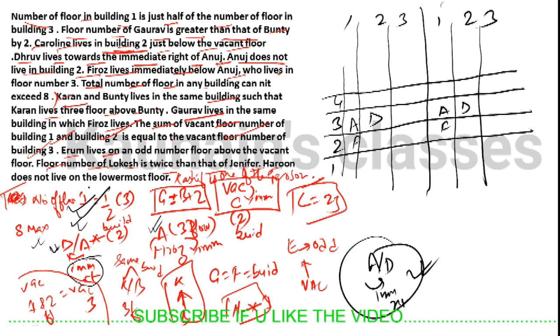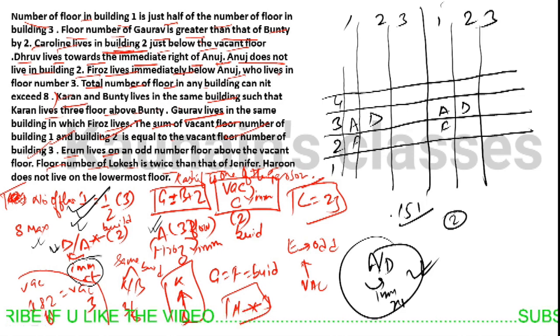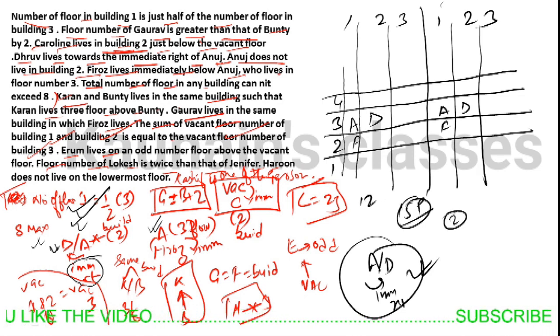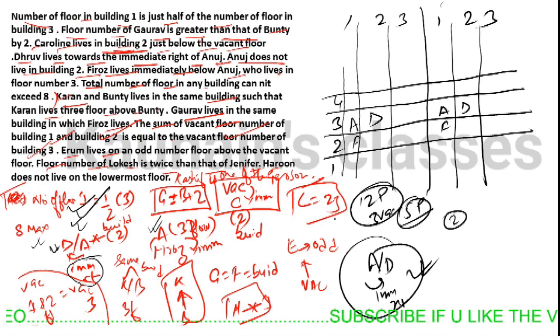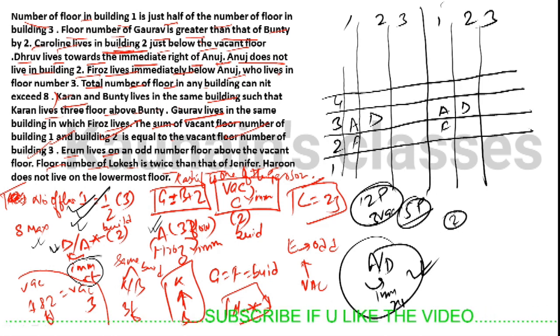So there can be only 2 cases. We know that we need 15 places. Why 15 places? 12 persons and 3 vacant floors. 3 vacant floors and then 12 persons. We need 15 places here. So what's the first case?